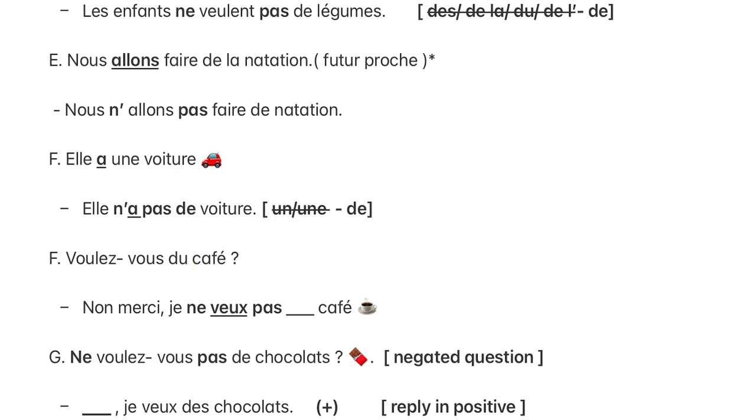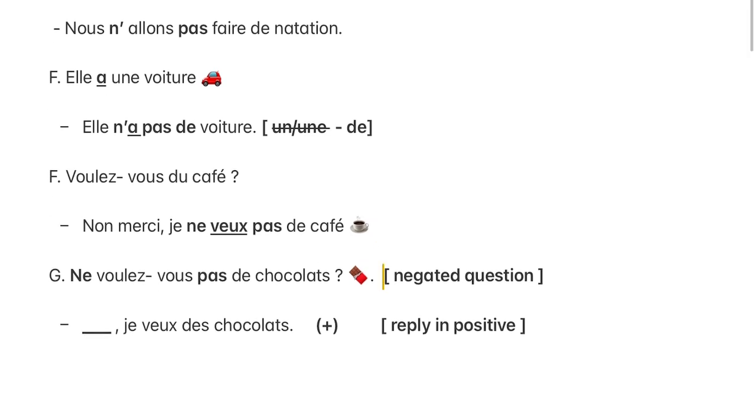Again, in the sentence above, we have the partitive article du. Voulez-vous du café? Do you want some coffee? So, seeing that the answer, the reply is already in the negative form, all we have to do is simply change du to de. So our final answer will be Non, merci, je ne veux pas de café. No, thank you, I don't want coffee.